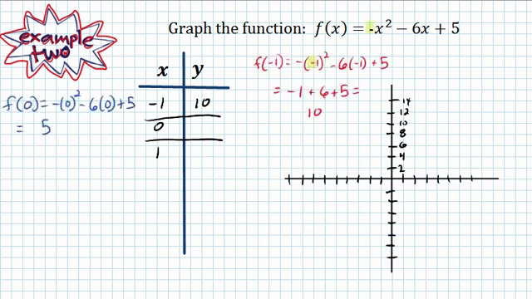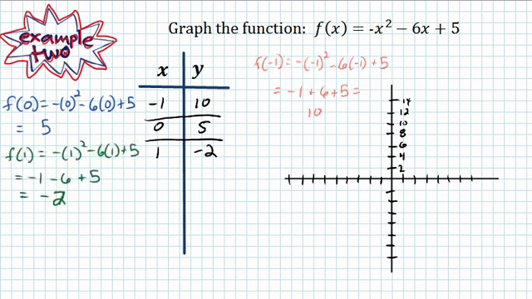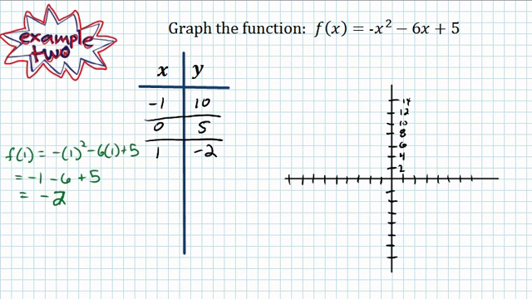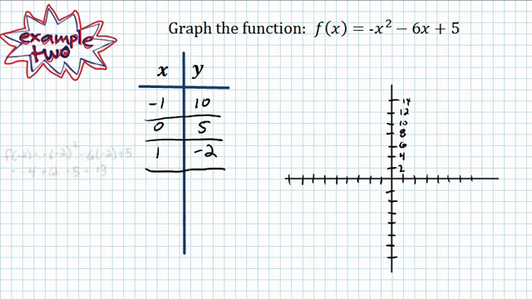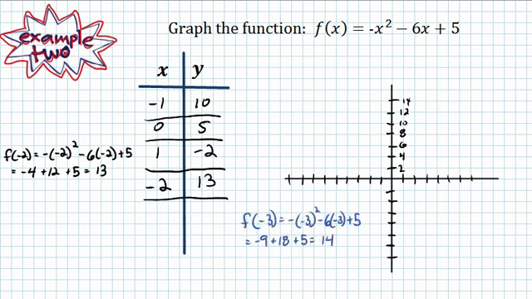When I plug in 0, I get a y value of 5. And when I plug in 1, I get a y value of -2. So you'll notice that the y values are getting smaller as we move right. So let's try and pick some values that go to the left. Let's get some bigger y values. If I pick -2, for example, and plug it in, I get 13. And if I pick -3, I get 14.